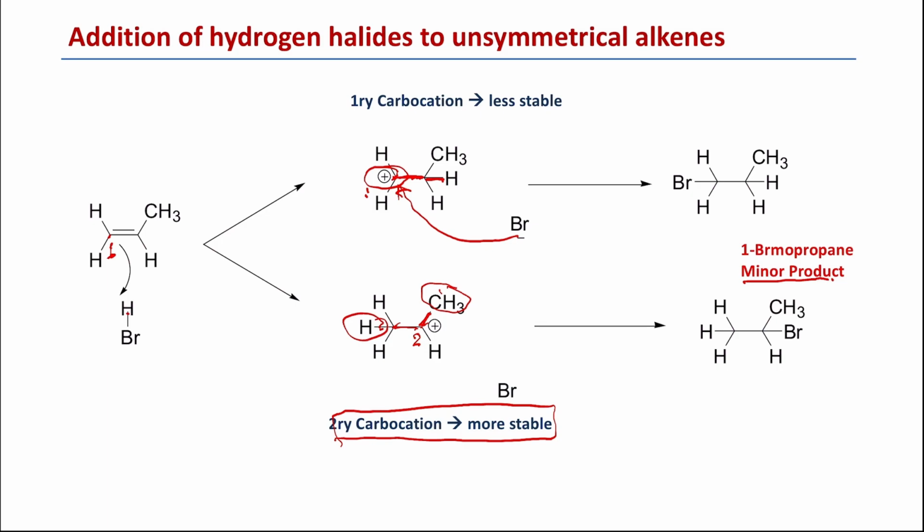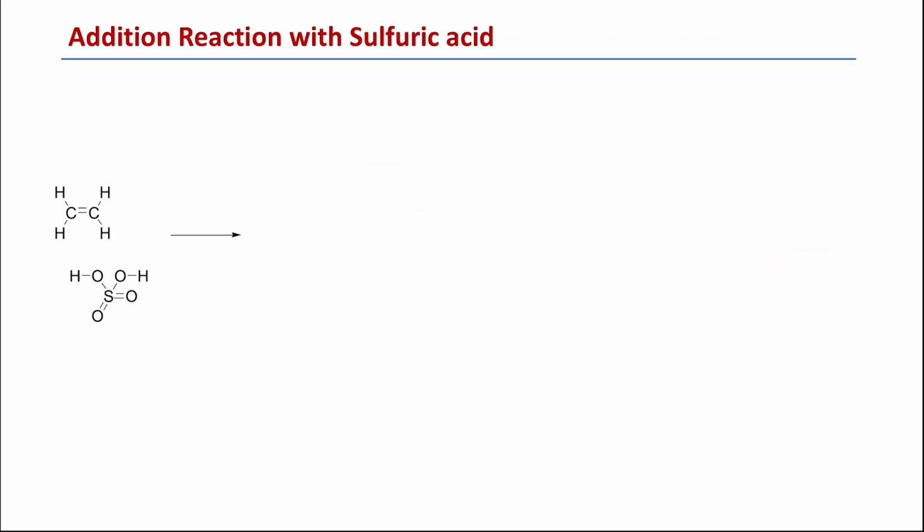In the second case, with the secondary carbocation that has been formed, the bromide will attack carbon number 2 and that will lead to formation of 2-bromopropane, which is the major product due to the higher stability of the secondary carbocation compared to the primary one.